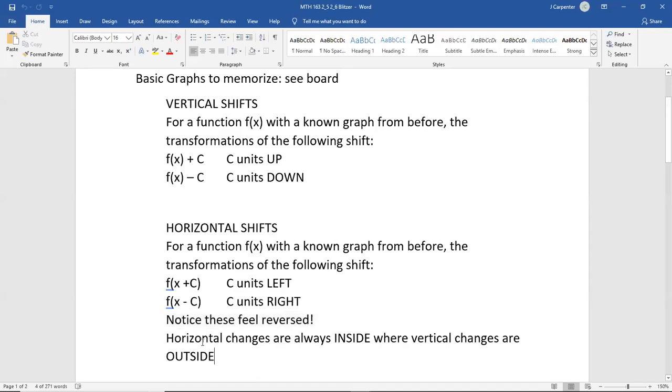But again, the point I was emphasizing earlier, horizontal changes are always inside, what I call the core, where vertical changes are always outside. And this is going to be true for everything in this section. Horizontal changes are inside, vertical changes are outside, because we're going to see reflections after this, and that line of logic stays the same for those. So that's actually a really helpful statement right there.